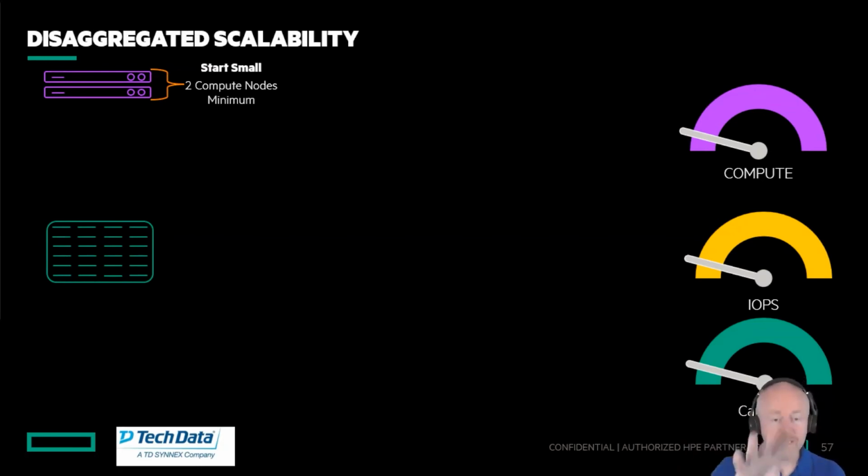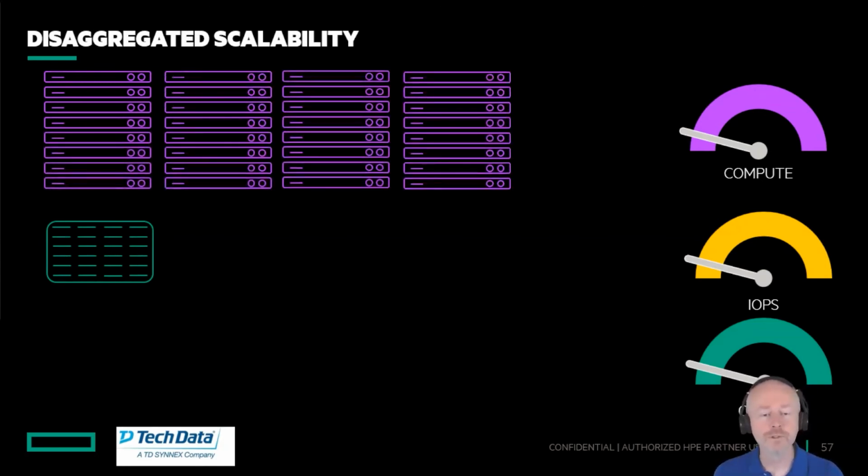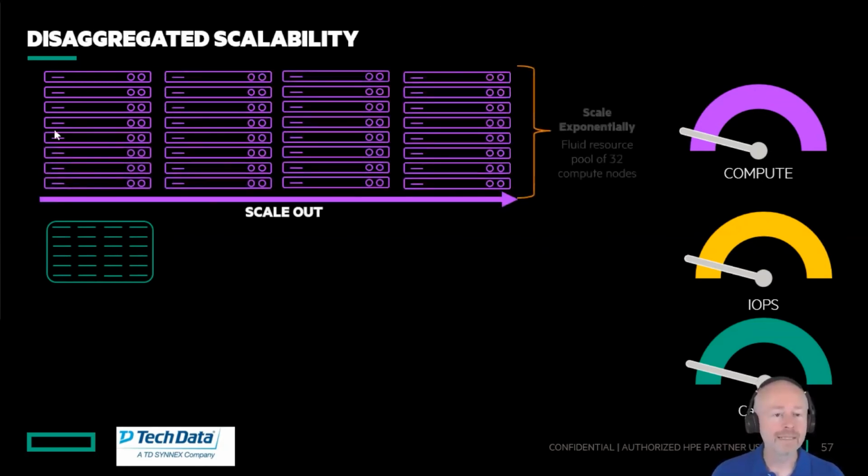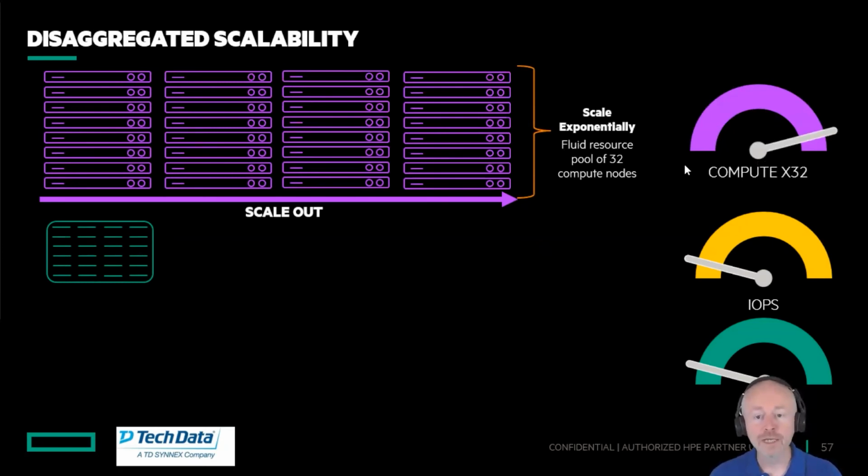But so this is where you're going to get started. Now the customer says, hold on, I need more compute. Well, there you go. You can add a third and a fourth and a fifth and a sixth ProLiant server. You can go today up to 32. You can go higher, but 32 is the officially supported number today of compute nodes. So that's up to you.